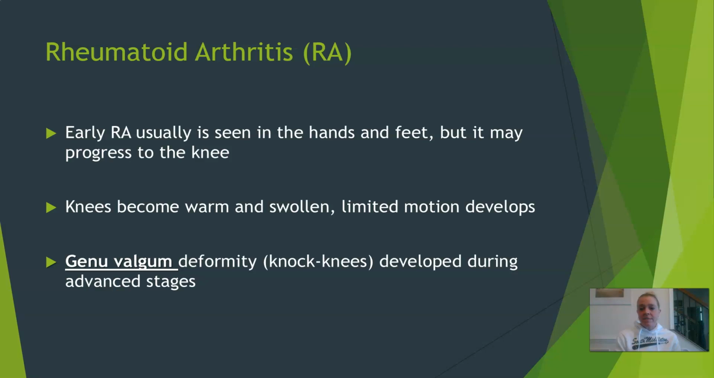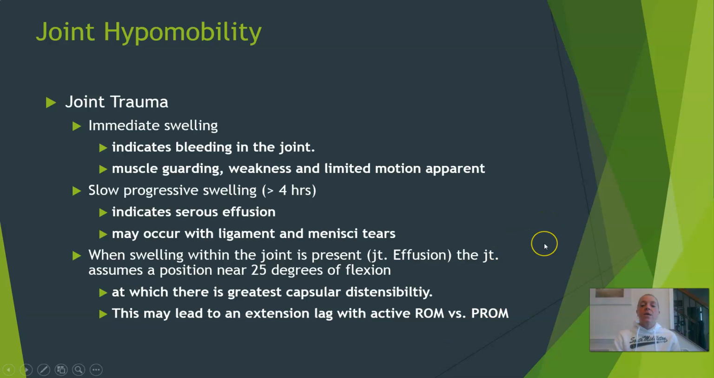Rheumatoid arthritis does tend to be more bilateral. So if you're seeing bilateral knee symptoms, that might be a sign of RA. Another big distinguishing factor between RA and OA is that with RA, we tend to see genu valgum as the primary deformity. So it's the opposite of osteoarthritis. Through both OA or RA, we're going to see hypomobility of the joint.